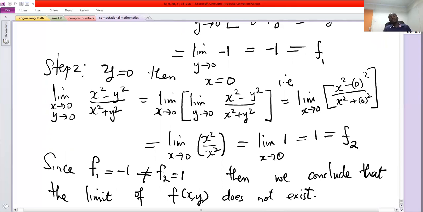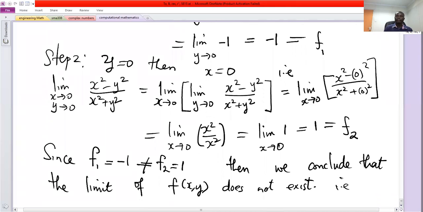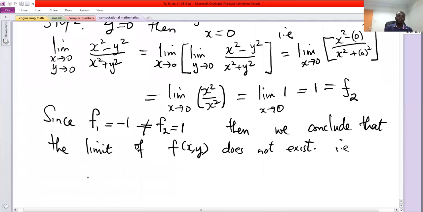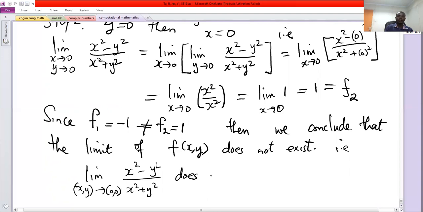So the limit of the given function f of x, y as (x, y) approaches the origin doesn't exist, i.e. we write the limit of x squared minus y squared over x squared plus y squared as (x, y) approaches (0, 0) does not exist. So that's enough for us to conclude.